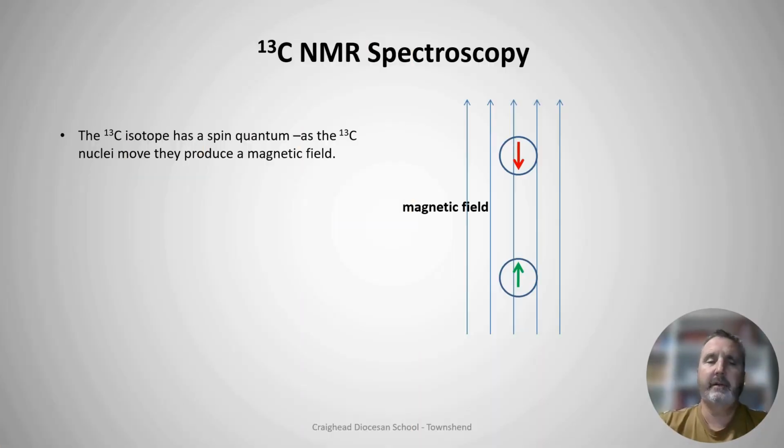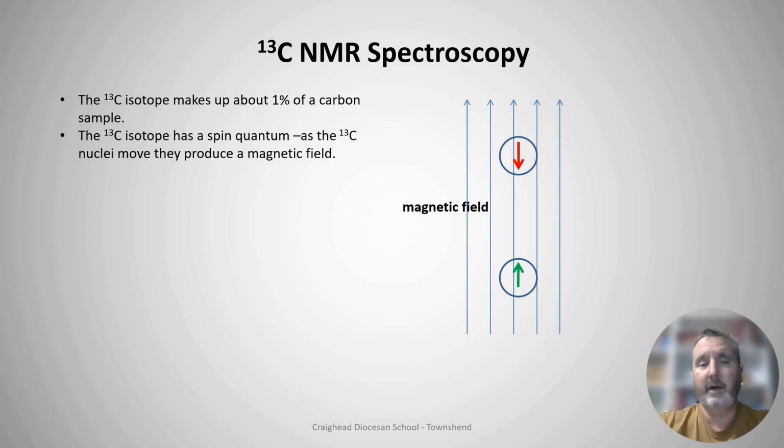Interesting thing about carbon is that the carbon-13 isotope has something called a spin quantum. The carbon-12 doesn't. Spin quantum means that the nucleus inside a carbon-13 will spin or rotate, and as it does this, it will produce a magnetic field. A carbon-12 nucleus doesn't, but because of these carbon-13 nuclei, which are about 1% of the carbon sample, we can produce spinning nuclei that produce their own magnetic field.